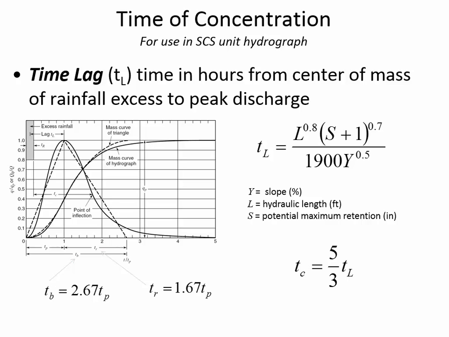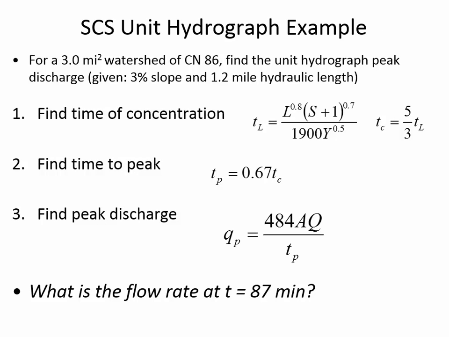Okay? So what we want to do now is calculate the time of concentration. Okay, so T sub C, time of concentration, is 5/3 times 0.657 hours. Okay, the time of concentration is 1.093 hours. And step 2, find the time to peak.